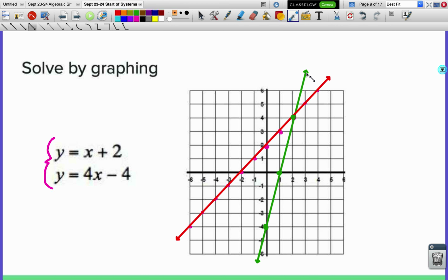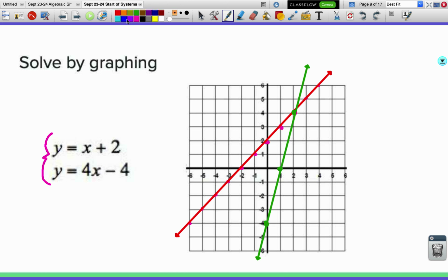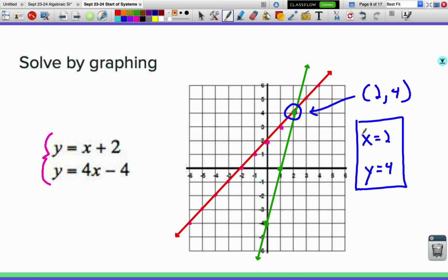All right, if the red line is all of the ordered pairs that make the first one true, and the green line is all of the ordered pairs that make the second one true, there's only one ordered pair on the entire plane that makes them both true at the same time. And that is the point (2, 4). We can leave our answer like this, or we can explicitly say x equals 2 and y equals 4, and then put a box around that. And that's how we solve a system of equations by graphing.